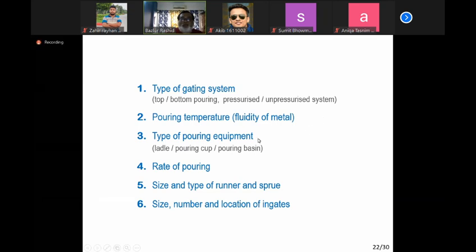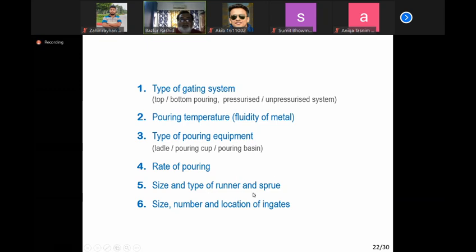Type of the pouring equipment, or at what point we are pouring the liquid metal and which equipment we are using, whether it is a ladle, or we are pouring directly from the ladle to the mold cavity, or we are using a pouring cup, conical pouring cup, or we are using a pouring basin. All these are different. We will see later. The rate of pouring is also a critical factor because it will govern the velocity.